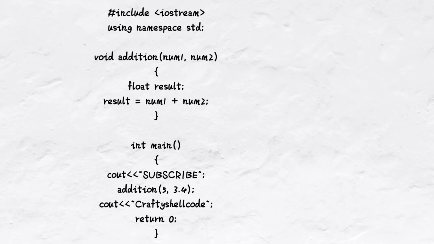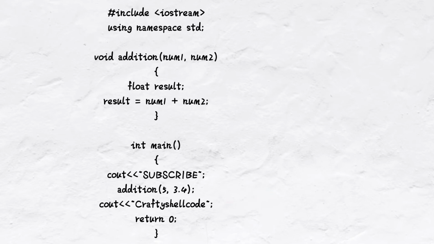So take an example of this program. The very first thing this program is going to do is to print subscribe on the screen, after which the execution of the instructions in main is going to be paused and the flow of execution is going to be directed to the addition function, where these two numbers are going to be added and the result stored in the variable called result. After the execution of all the instructions in addition are completed, then the program execution is going to return in main and print out CraftyShellcode, after which the program is going to exit.